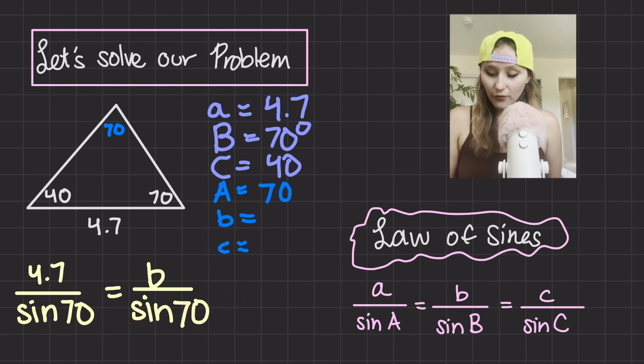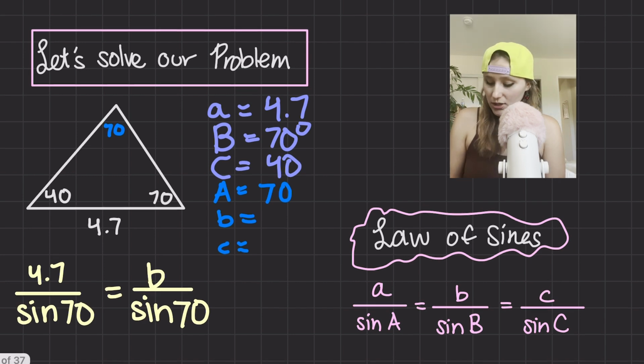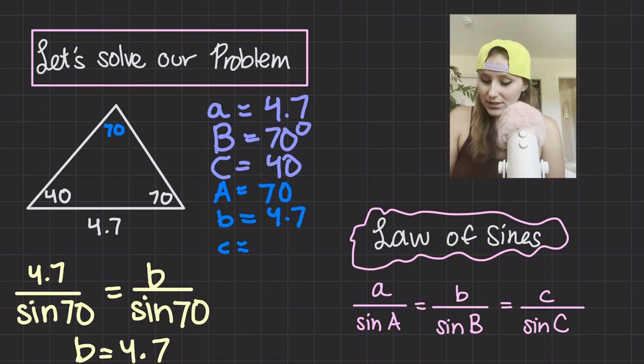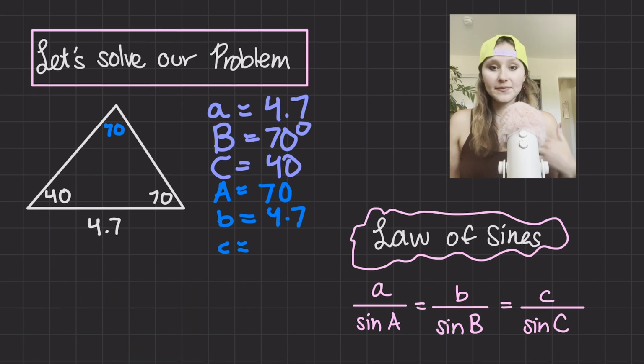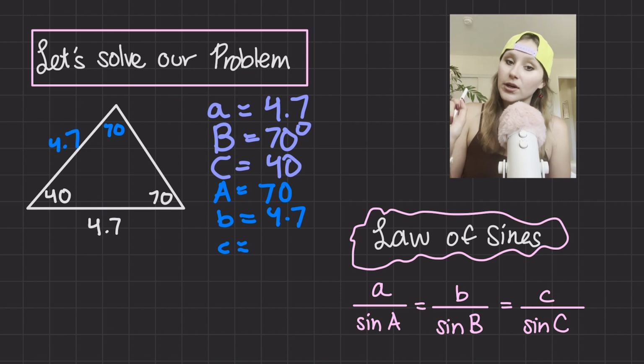So b is just going to be 4.7. If you don't believe me, try this on your own and you'll get to the same conclusion. 4.7. It is the same amount of light years away. We have to find c, little c. Let's do the same thing, although you're going to need a calculator.